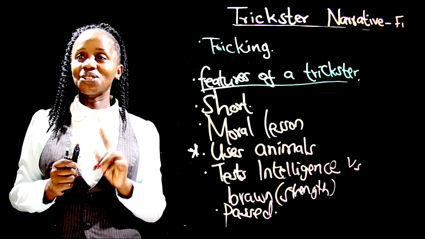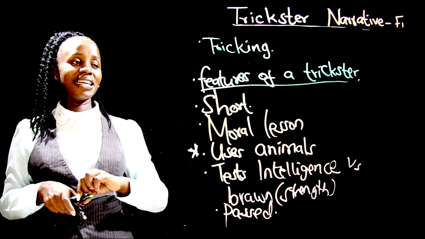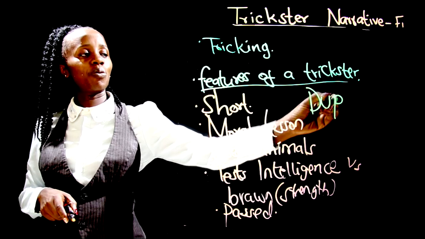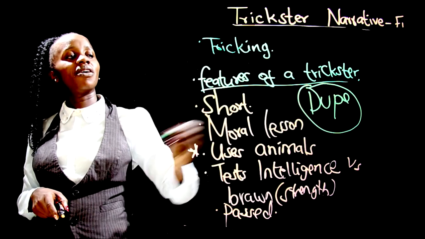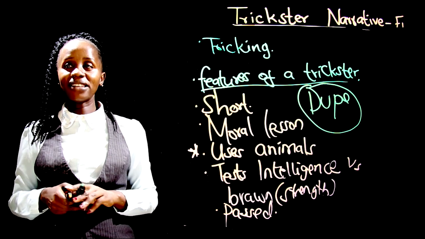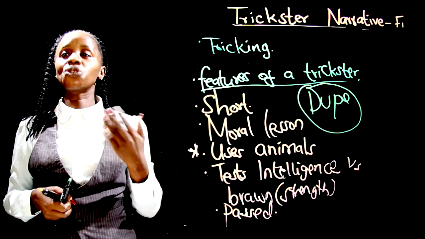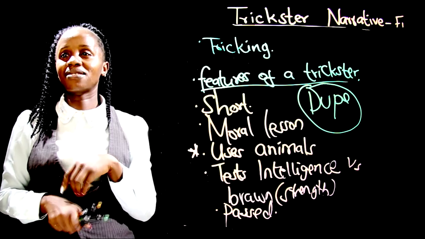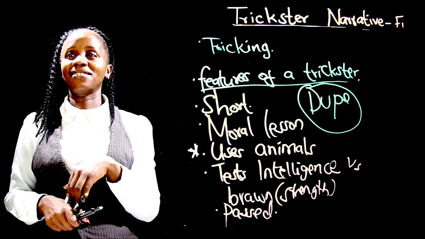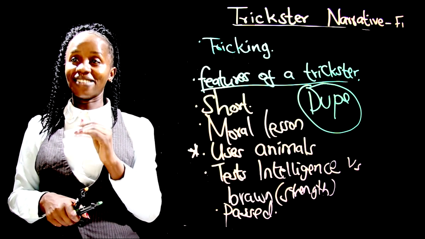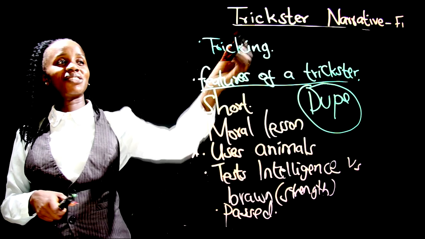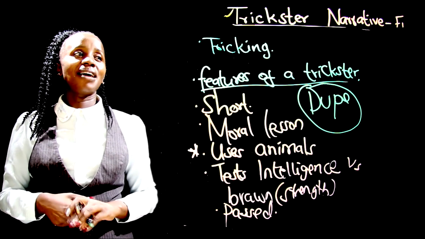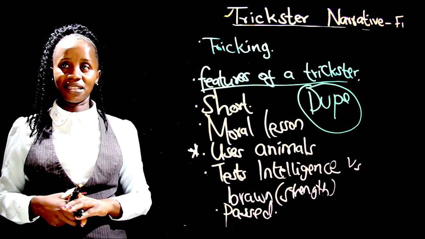In 3, 2, 1. We call it or him a dupe. Okay, we call him or it or her a dupe. Why? It comes from the word being duped, being tricked. And how do you call the animal that tricks the dupe? Okay, in 3, 2, 1, we call them trickster. From the word trickster. So my dear one, that was all about trickster narratives.